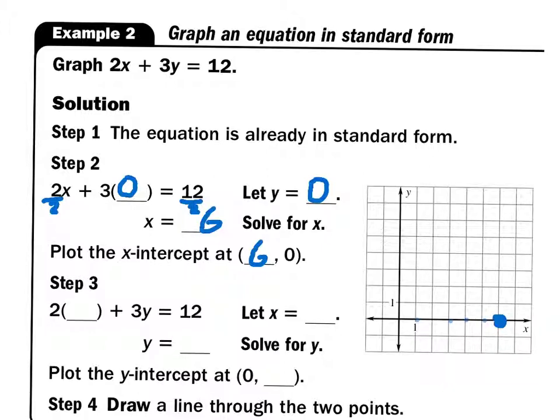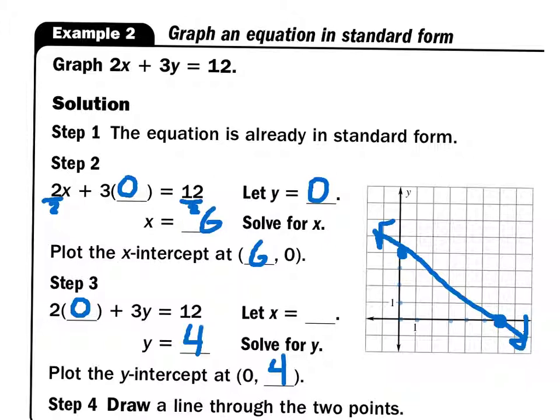Now I'm going to let x be 0 and then solve for y. So 3y equals 12, y equals 4. So 1, 2, 3, 4. Plot the y-intercept at (0, 4). And then we're going to draw our line. And that is how you graph in standard form.